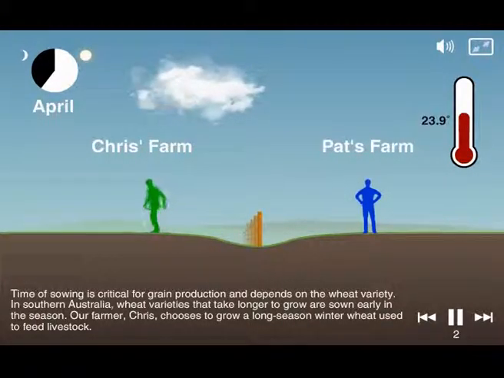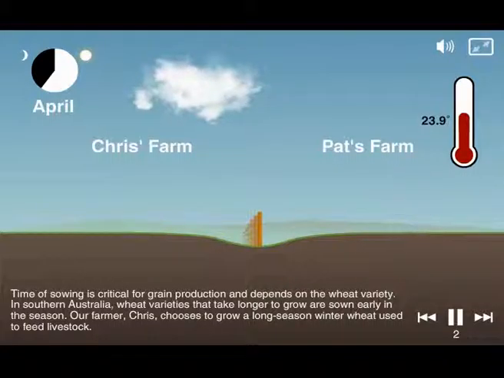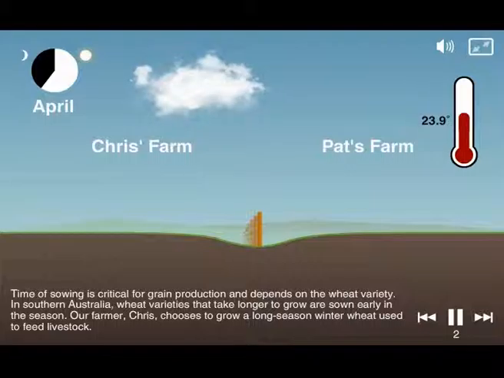In southern Australia, wheat varieties that take longer to grow are sown early in the season. Our farmer Chris chooses to grow a long season winter wheat used to feed livestock.